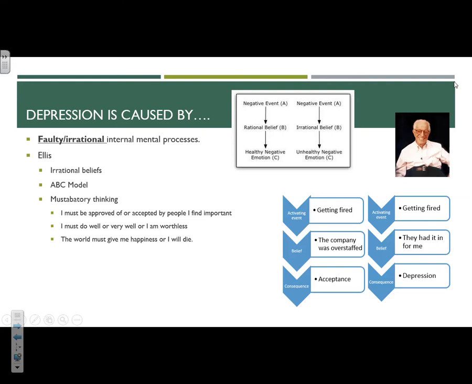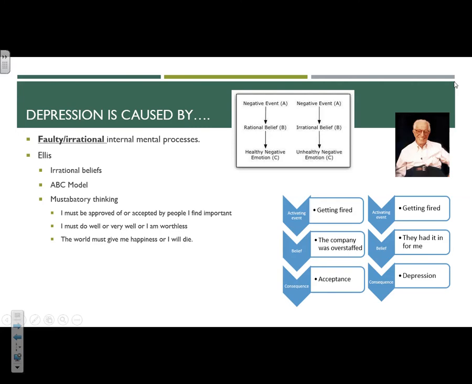And these are just the images on the side. So he believed that A was the activating event, and two people could experience exactly the same activating event, but if one had rational beliefs and one had irrational beliefs, which is what the B stands for, then they would have different consequences, which is what the C stands for.